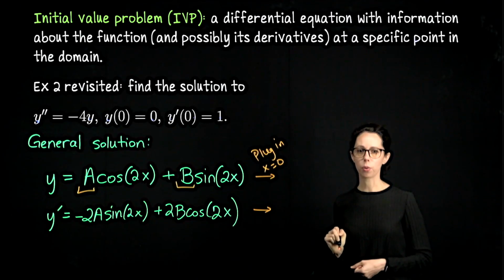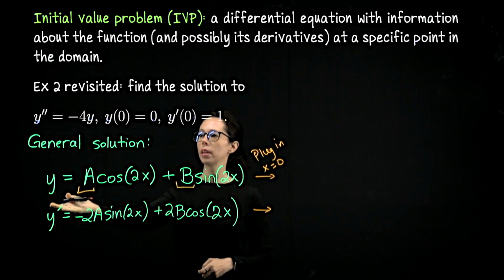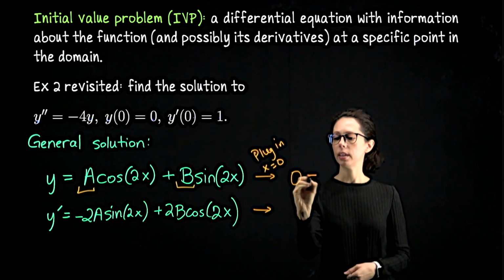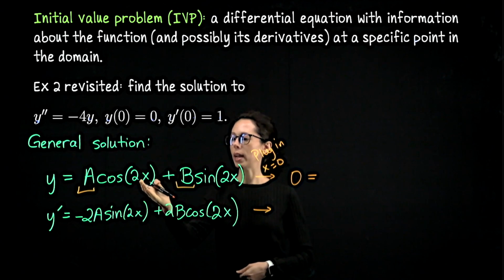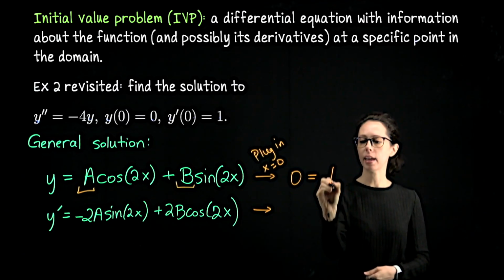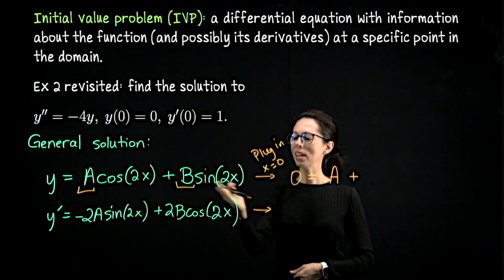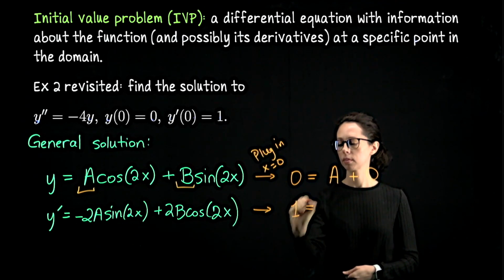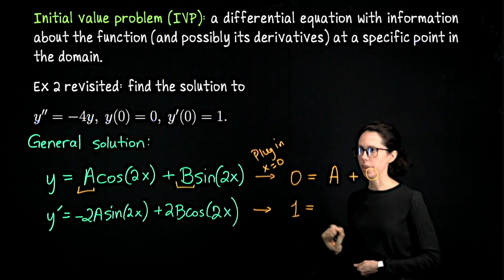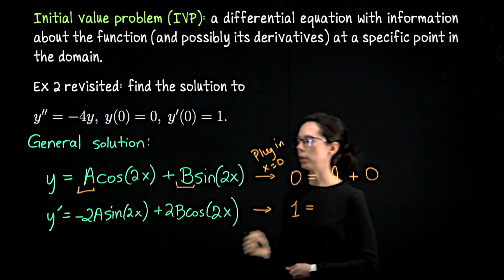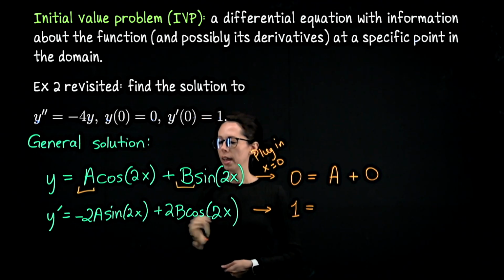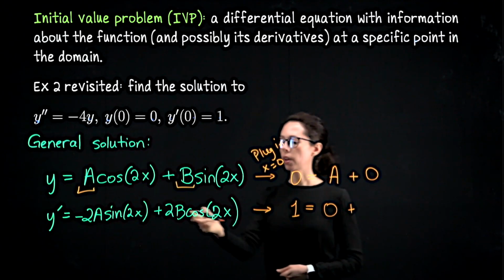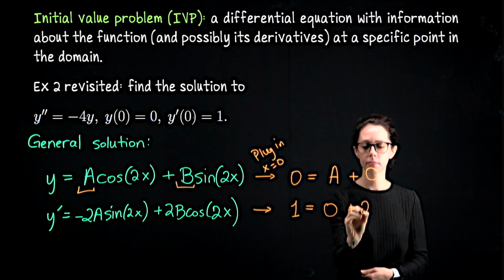When x equals 0, y itself is 0. That's what this initial condition is telling us. So on the left-hand side, I'm going to write 0 equals, and then when x is 0, cosine of 0 is 1, so we get a plus, and sine of 0 is 0, so 0b. Also, when x is 0, y prime is 1. So I put 1 in for the left-hand side of the second equation, and then we'll get, let's see, sine of 0 is 0, that goes away. Cosine of 0 is 1, so 2b.